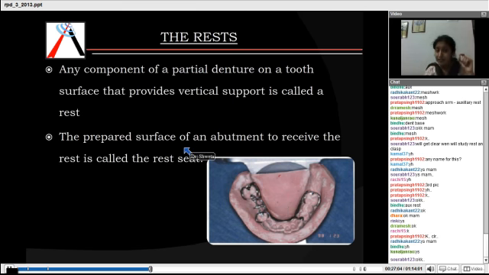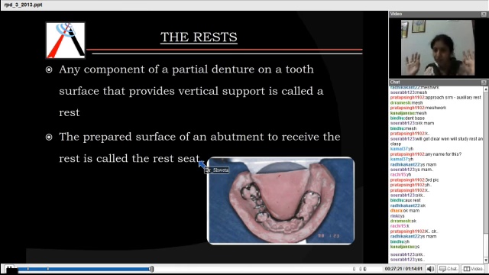And the prepared surface of an abutment to receive the rest is called the rest seat. So when we are making a depression on the occlusal surface for the rest, that is the rest seat. And the metal component which goes and adheres to the rest seat is the rest. Clear? This is easy. Rest and rest seat.